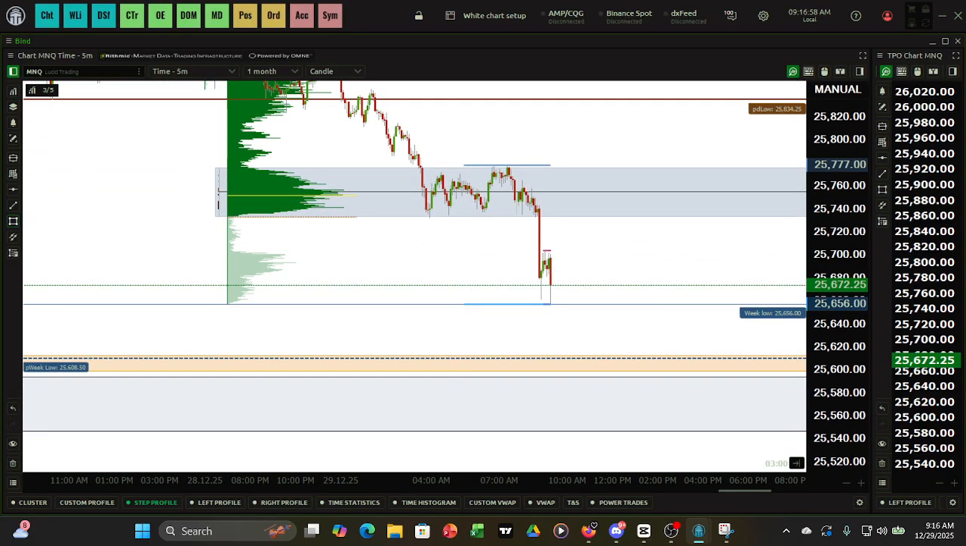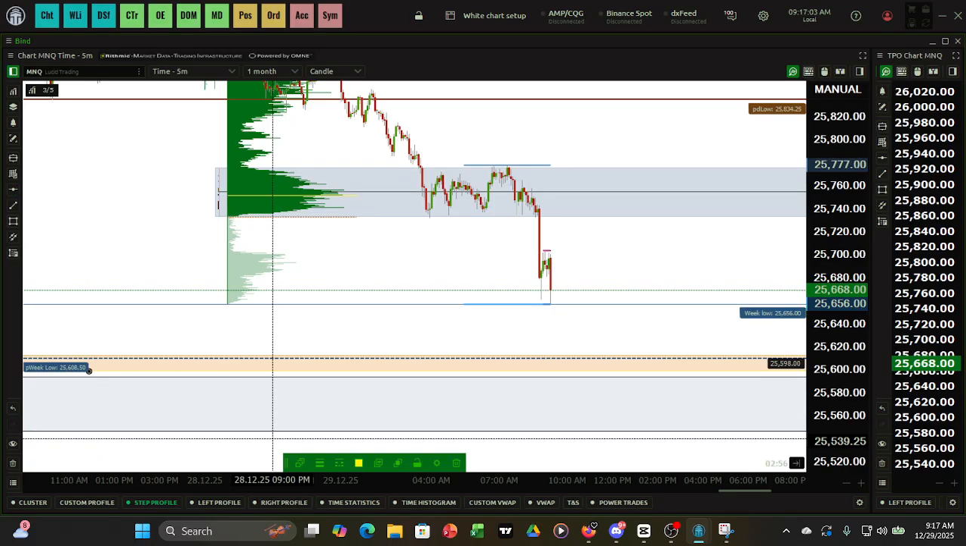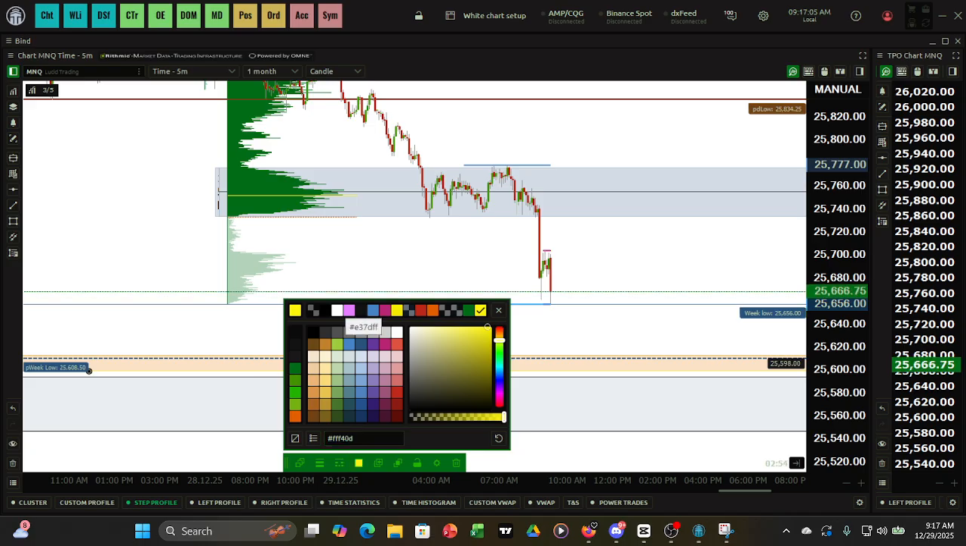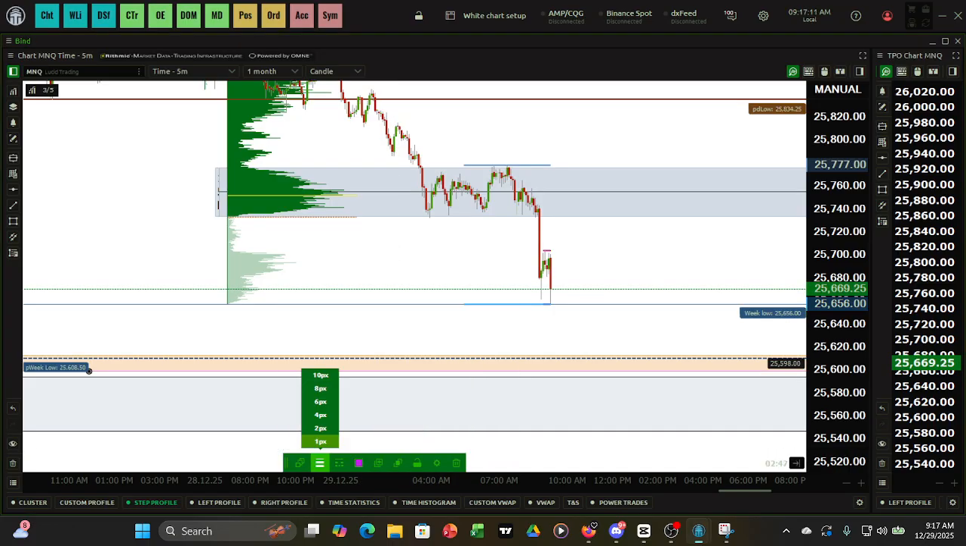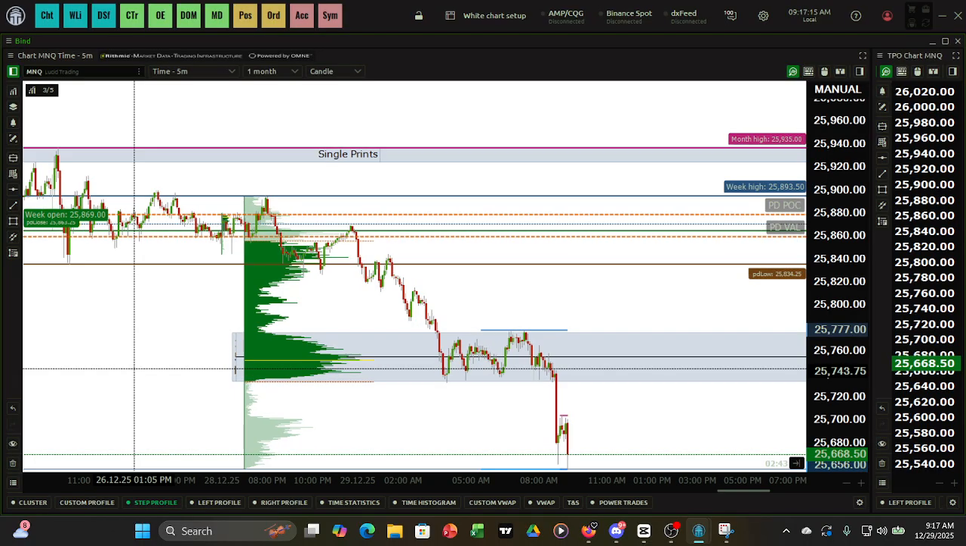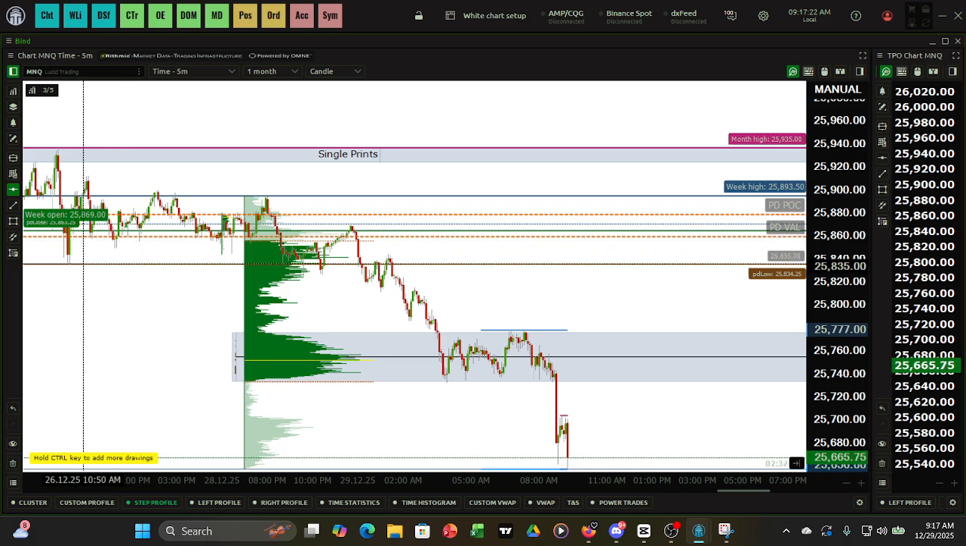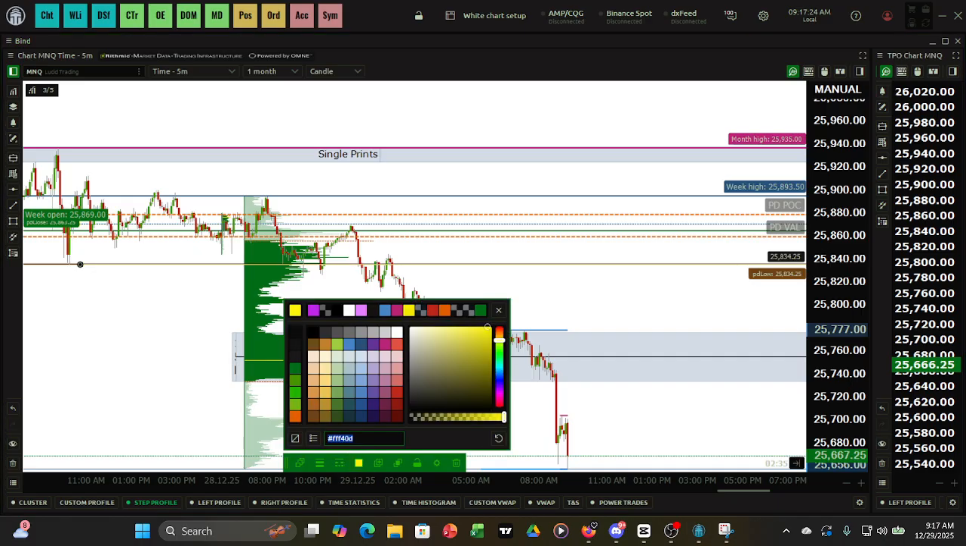So let me do this. Let me see where we're at in the manipulation category. So put that down there so I can turn that off. Those are my previous day lows. So these two are going to be pretty important. Your previous day low and your weekly low are going to be really important right now.